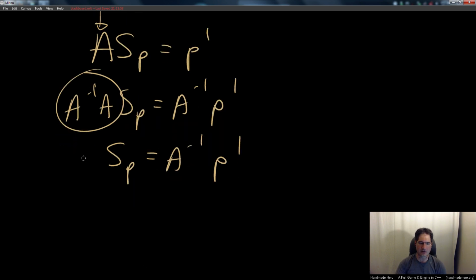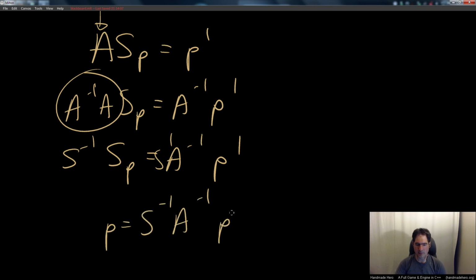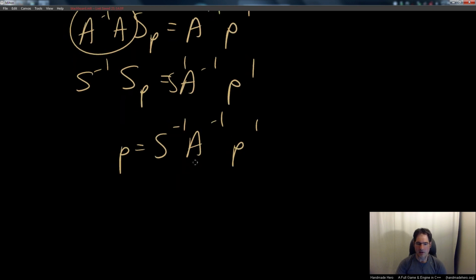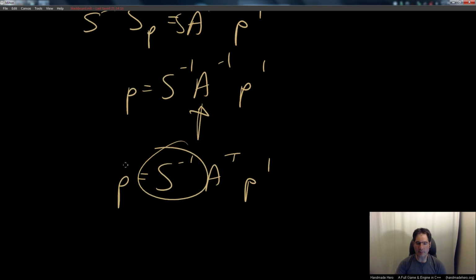Same thing with S. So I multiply both sides by S inverse, right? And now I get P equals S inverse A inverse P prime, okay? This we already know. It's A transpose. We just said that was true. So the only problem we have is how do we compute S inverse?